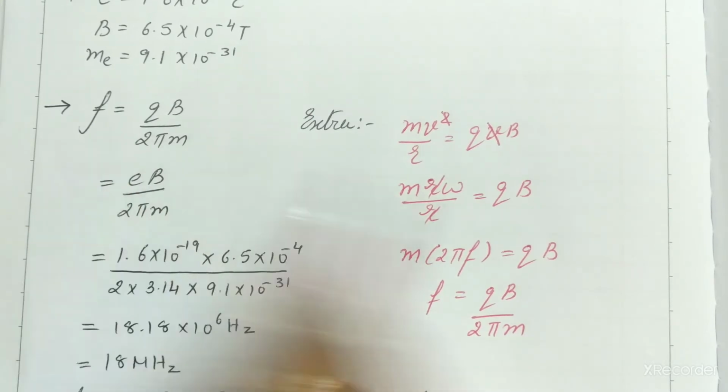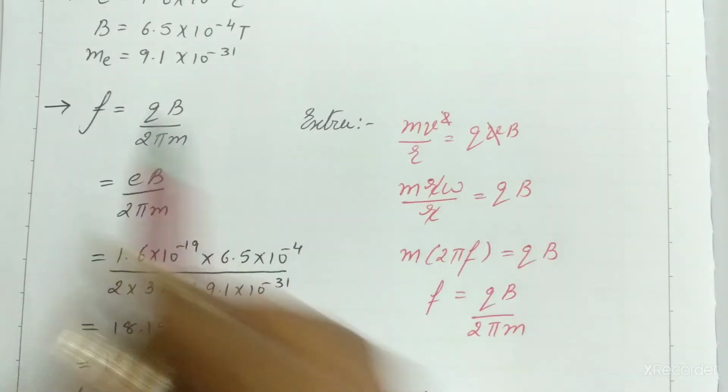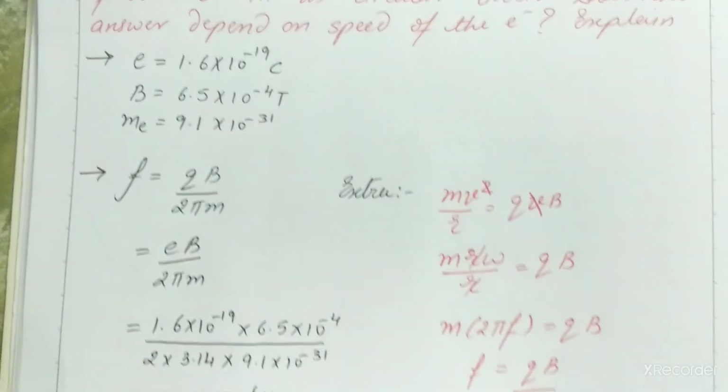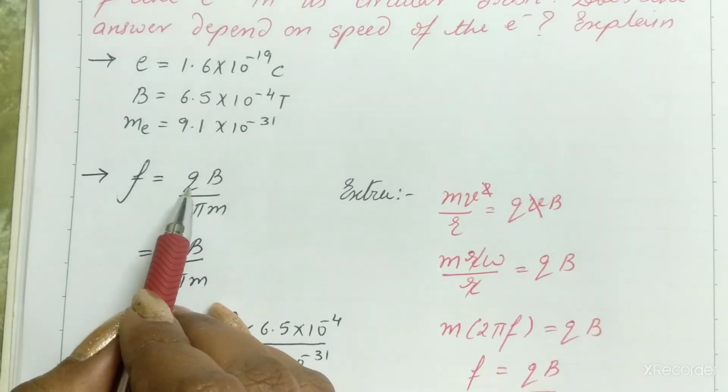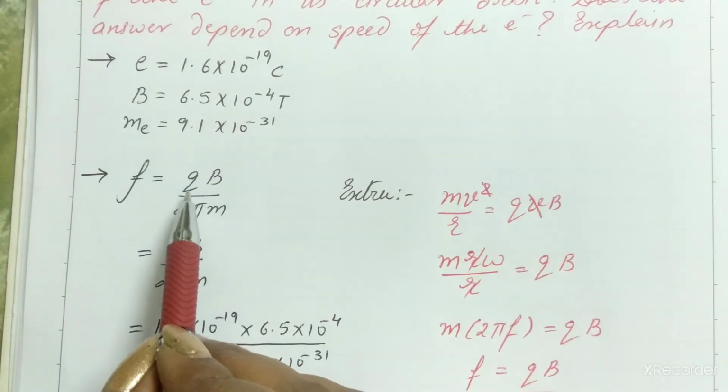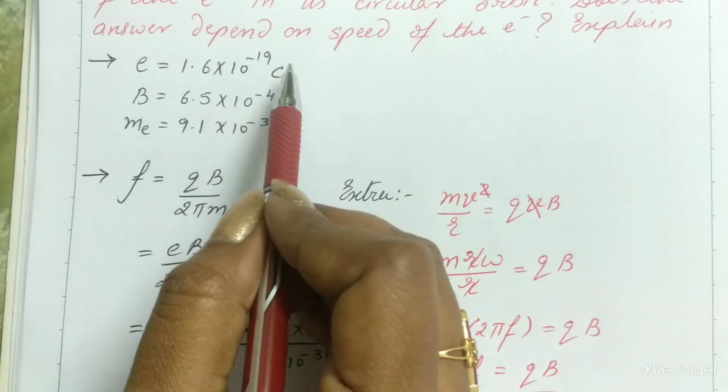It's not necessary to write this derivation in the exam. You can directly use this equation for frequency. And now all the values are given in the question. q is our charged particle, which is an electron in this case. So the value of q is 1.6 into 10 raised to minus 19.